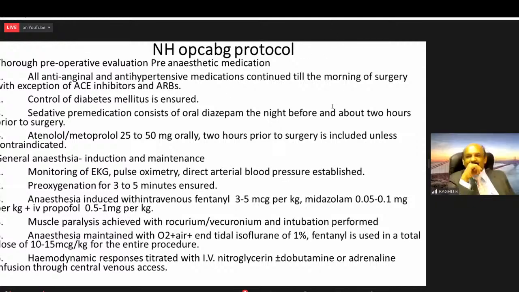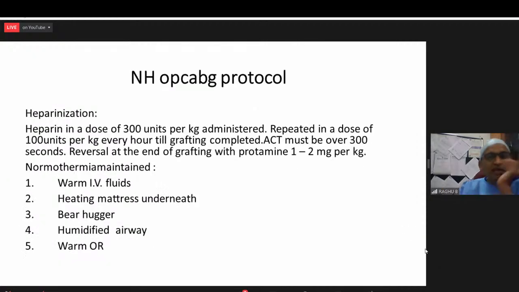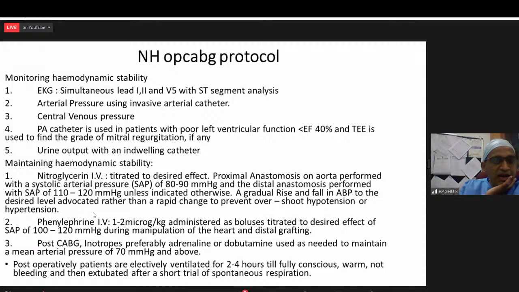Okay. Most of the things we do, we keep the total dosage of fentanyl less than 1,000 mics, and we give rocuronium 1 milligram per kg body weight. And as I mentioned, most of the time we keep normothermia, and at the end we maintain hemodynamic stability. In the emergency cases, we use 1 to 2 mics of phenylephrine to have a desired systolic blood pressure of around 100 to 200 mics.